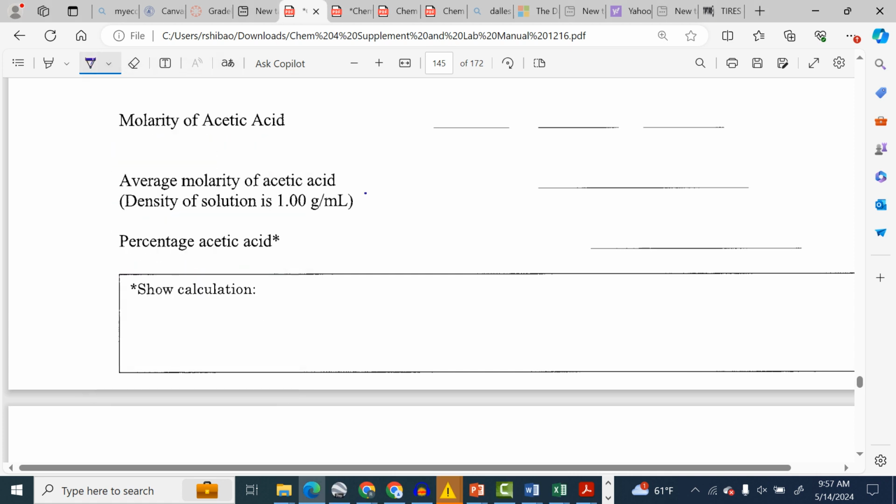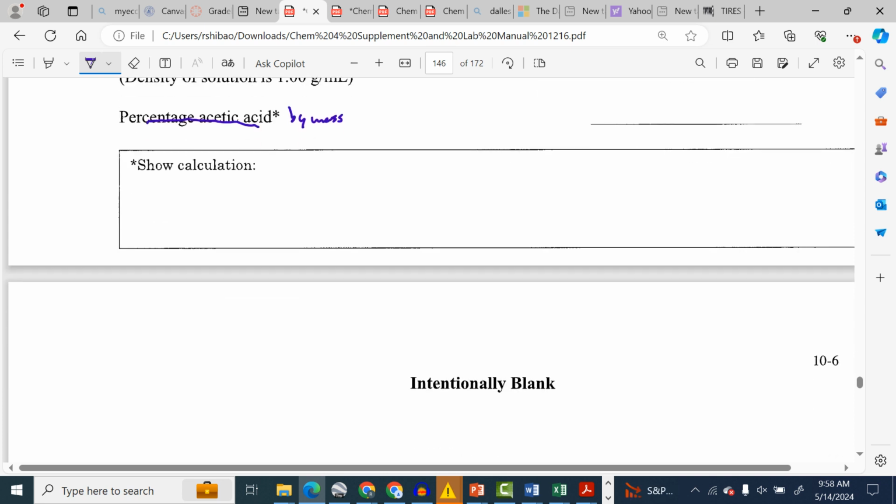All right, so I got this question from Calvin. Did anybody figure out how to do this calculation? The percentage acetic acid by mass. Actually, maybe I should ask, did anybody try this calculation yet? No? Okay, then that explains. So it's the percentage of acetic acid. We want the composition of this.